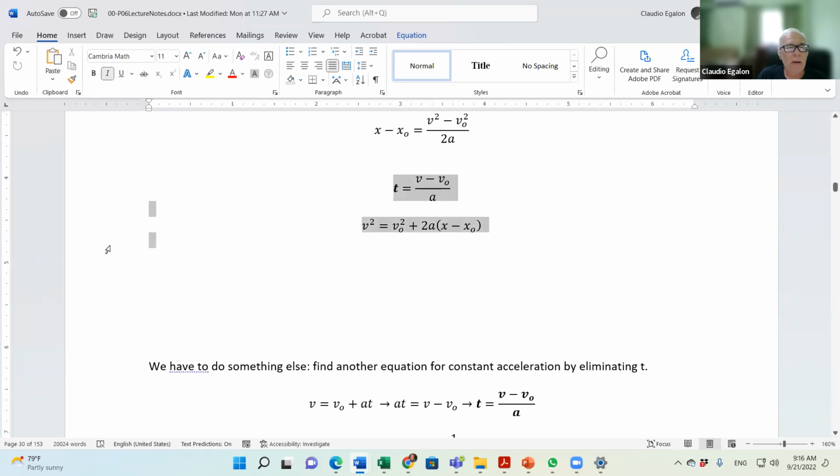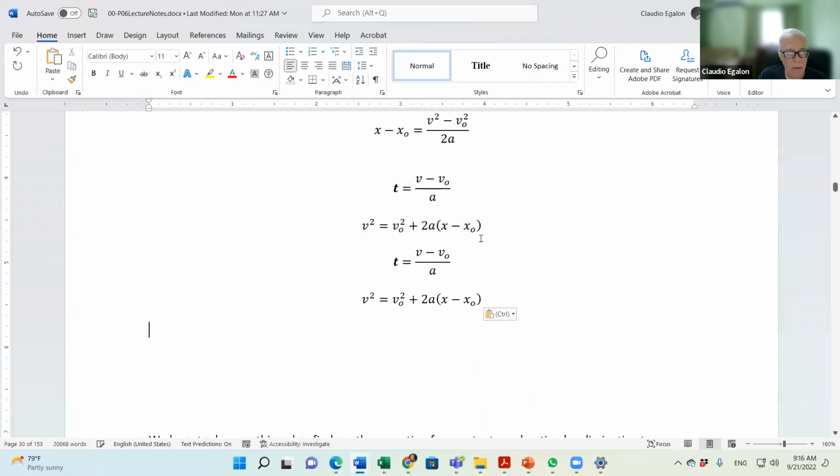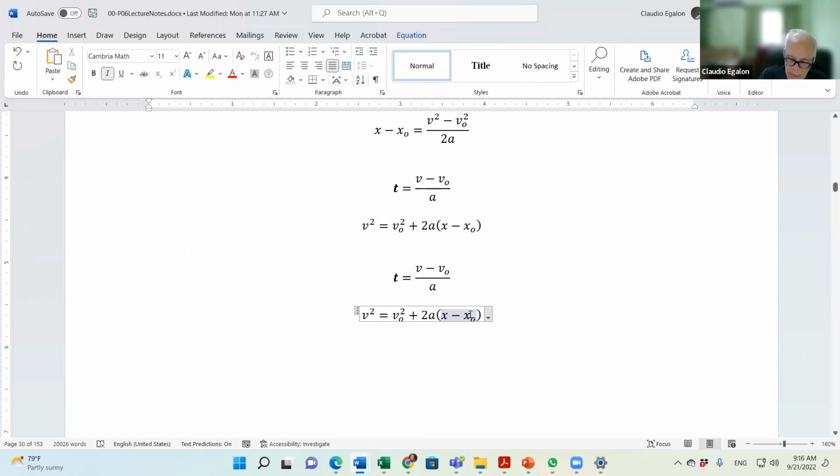Well, we can come up with another simplification here. x minus x naught is what? This is delta x, right? That's the new equation you have to know.